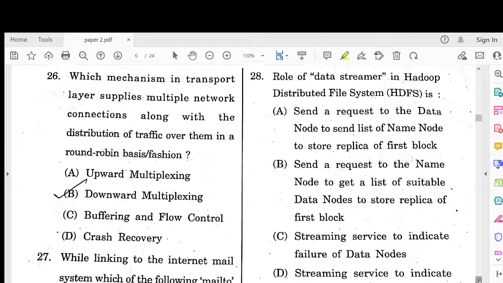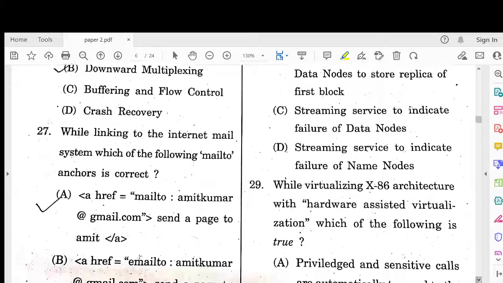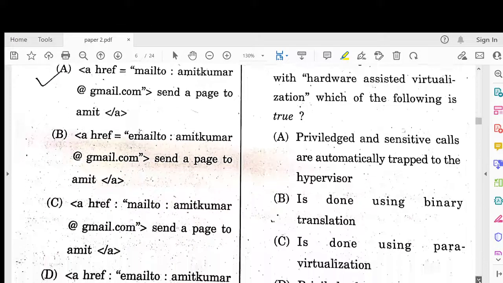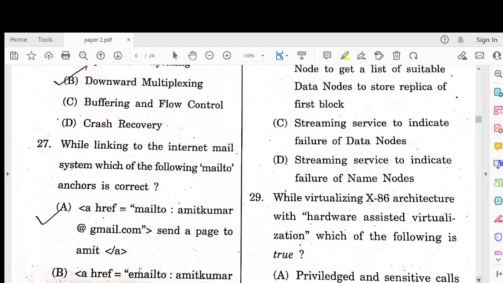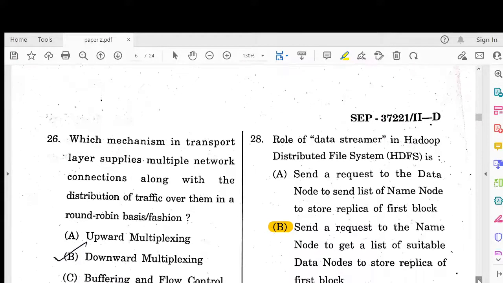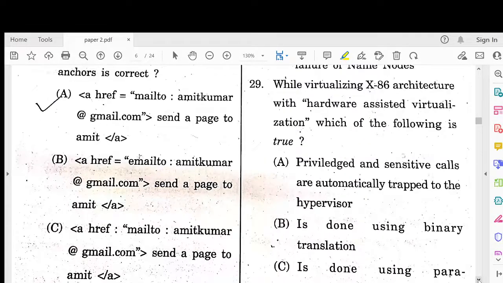Then question number 27, you have to identify the correct href link for sending the mail. The answer is option A, mailto colon. Then question number 28, role of the data streamer in HDFS is option B, send a request to the name node to get a list of suitable data nodes.